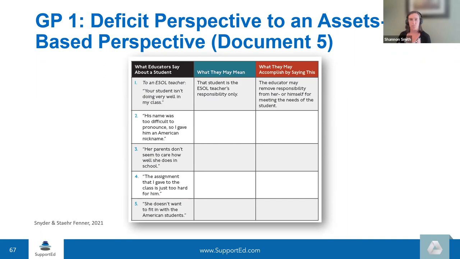The first guiding principle, the tool here, which is document 5 within the Google folder, looks at moving from a deficit perspective to an assets-based perspective. This tool helps you think about, again, those perspectives around SLIFE and how to shift that perspective to an assets-based one. It also provides that opportunity to think about how you can advocate for SLIFE in your own school communities.